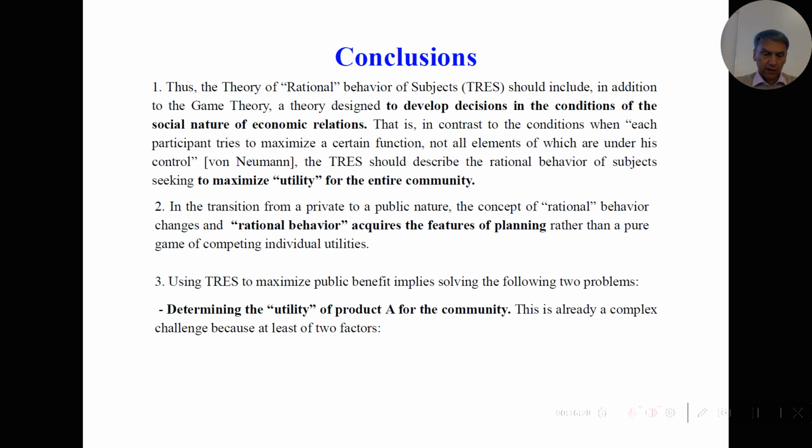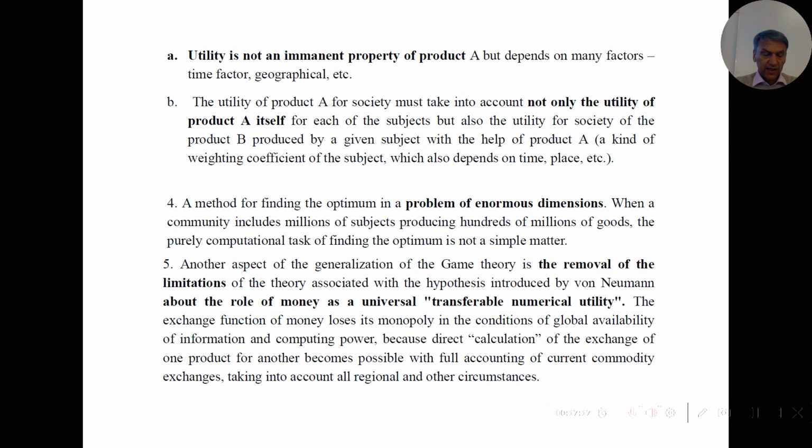Another aspect of the generalization of the game theory is the removal of the limitation of the concept of money as a universal transferable numerical utility. Direct calculation of the exchange of one product for another becomes possible with full accounting of current commodity exchange. It means global access to information and global access to computing power make money not so important, let's say. The specific form of economic relations, one of 16, plays a decisive role in shaping the decision-making process and rational actions of the actors involved.